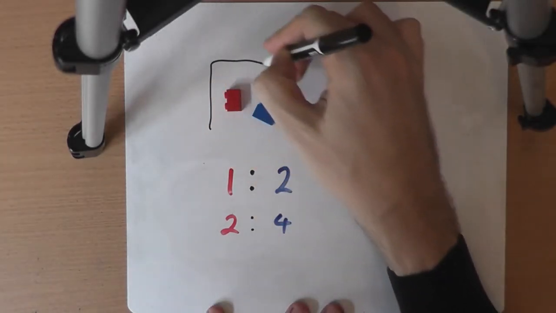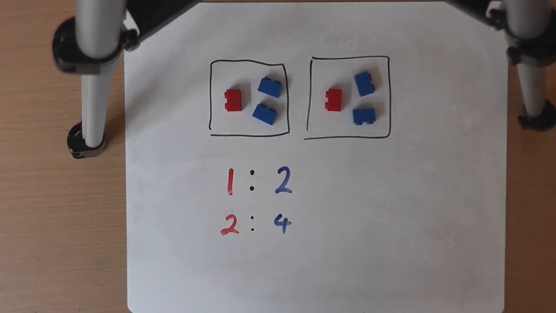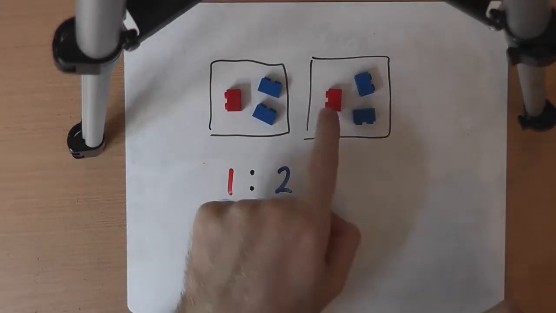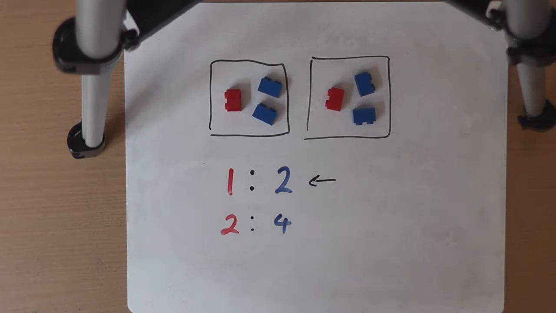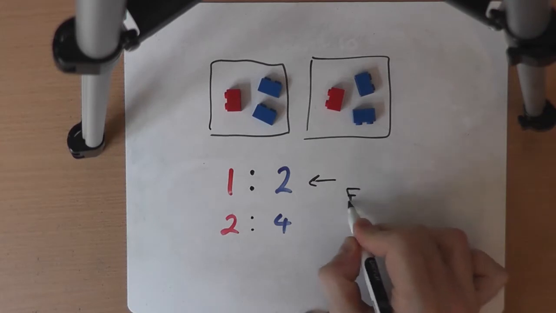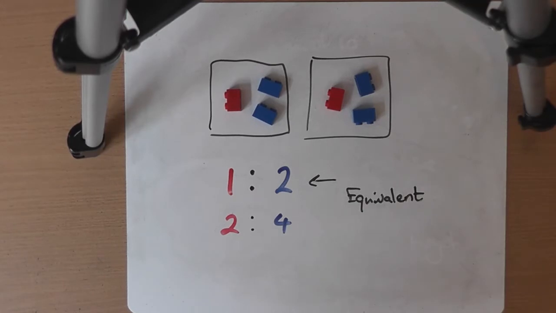But if I were to put a box around those and a box around those, we would see surely that for every one red we have two blue. For every one red we have two blue. So this first one here is also true. Turns out that these ratios are said to be equivalent. Meaning the same thing, giving the same information, but written in different forms. So this second one describes how many pieces are actually there. The first one doesn't, but it gives the same relationship.